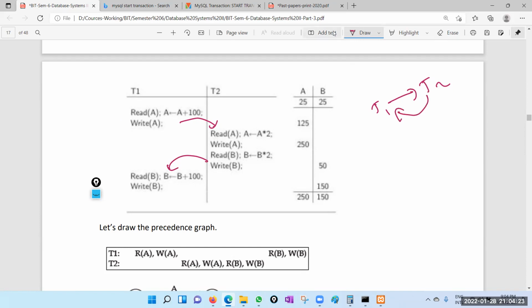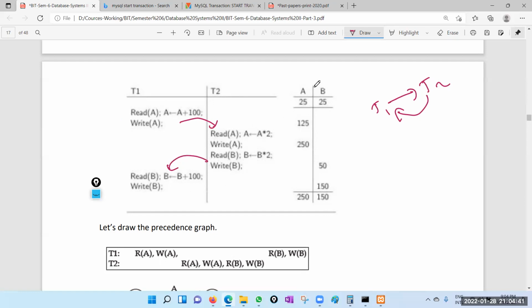Cycles. On the cycle. So therefore, this transaction is not conflict equivalent to any of the serial schedules. So this is not going to work.